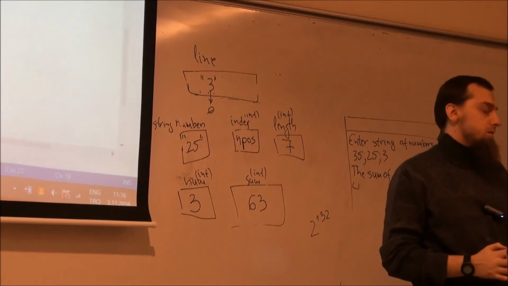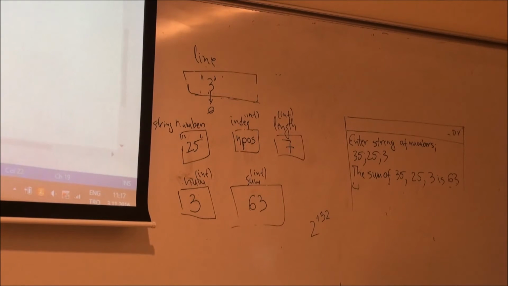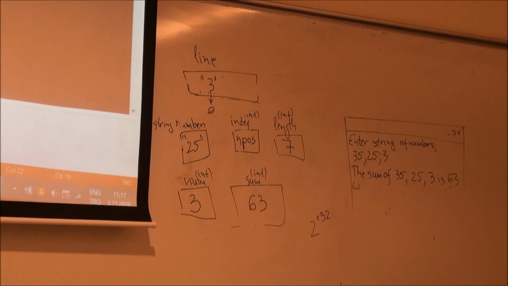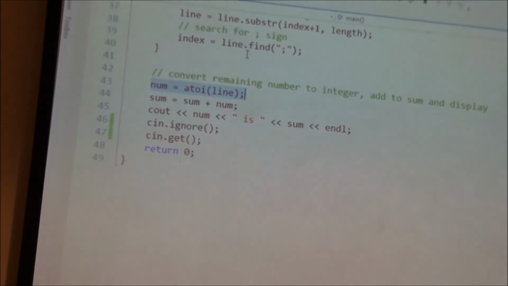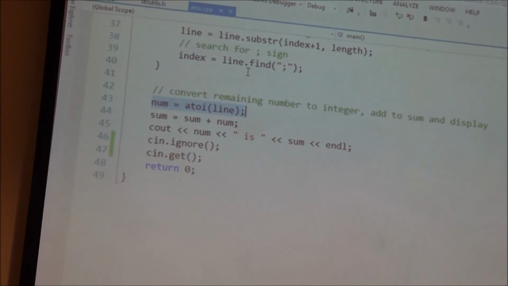If you understood this one, it will be very easy for you to deal with the find function. I mean, this is how the compiler is working. I intentionally played the role of the compiler on board. We could have used step over, step into, but I just wanted to go myself through those issues. Let me run the program again. So, enter string of numbers. I'm giving 35, semicolon, 25, semicolon, 3. The sum of 35, 25, 3 is 63, just as we saw it here. Okay? Questions? No questions. Nice.